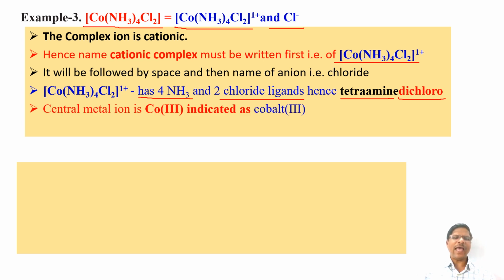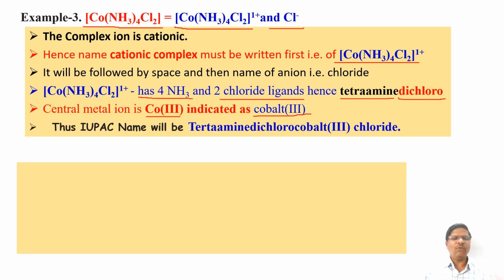What is the central metal ion? Cobalt 3 is the central metal ion, and it is indicated as cobalt 3. So the overall IUPAC name will be tetraamminedichlorocobalt 3. This is a single word, followed by a space and then chloride. Chloride is ionically bonded to the complex ion, hence between the name of the complex ion and chloride there is a space.